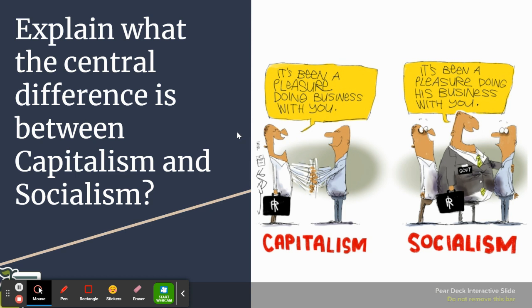So you should be able now to explain the difference between a capitalist and a socialist, okay? And the main difference, if you look at the political cartoon over here, is the role of the government. In capitalism, the government really doesn't have that much of a say in business. In socialism, the government is kind of regulating business and is in between people conducting business.